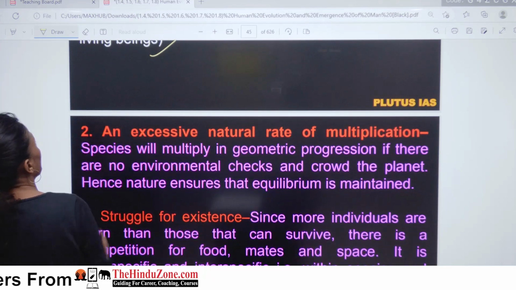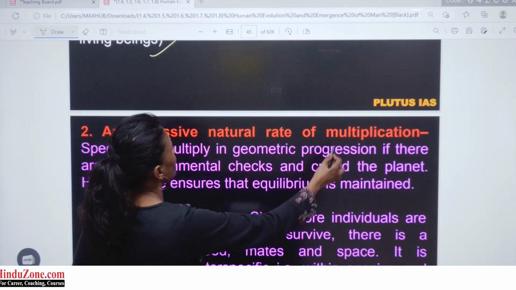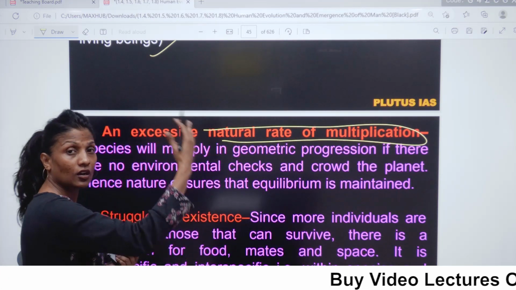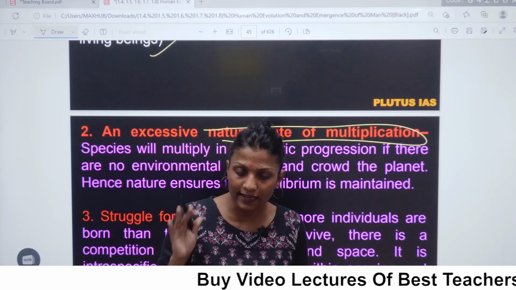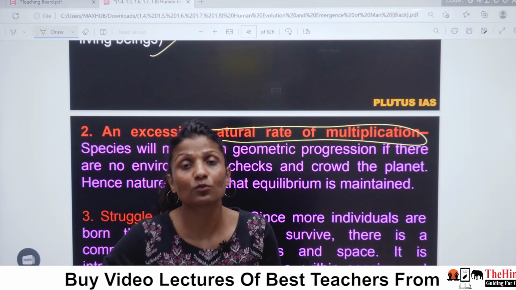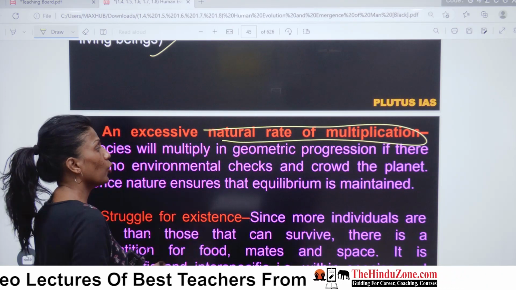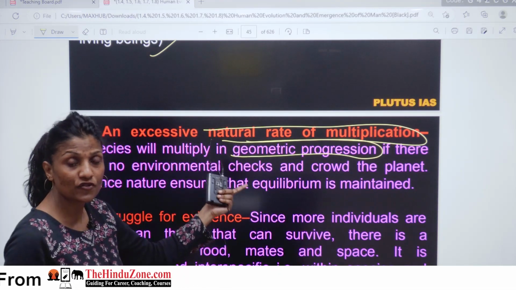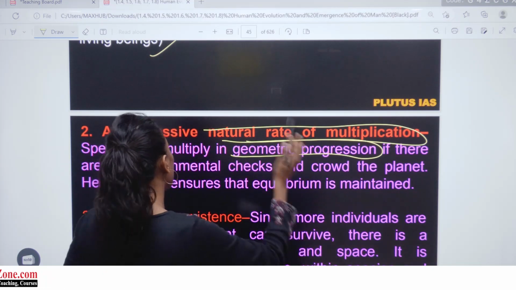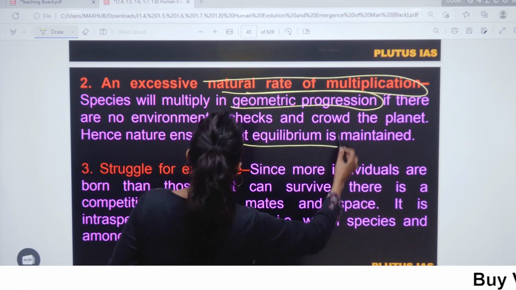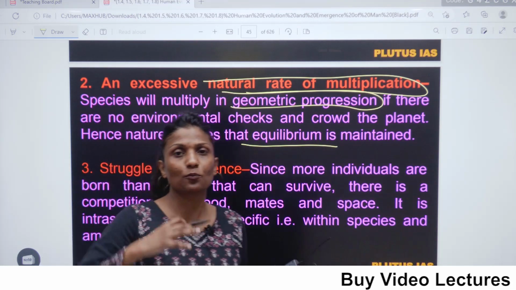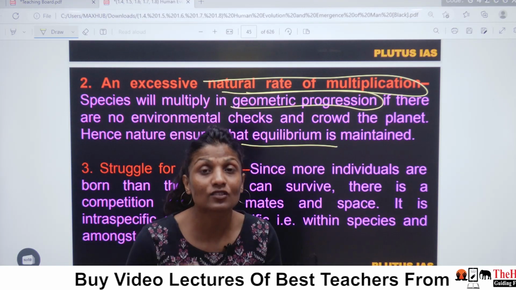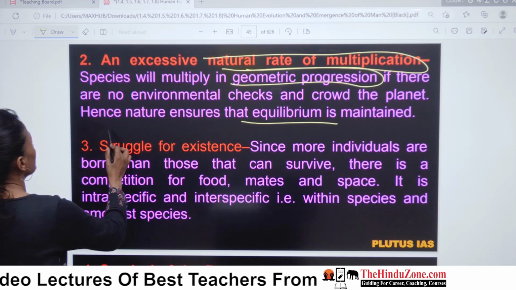Then he said there is an excessive natural rate of multiplication. And he was very much influenced by Thomas Malthus. He says that naturally living organisms will multiply their species, and they will multiply in geometric progression. And if this geometric progression is not checked, then there will be a problem in maintaining equilibrium. In this process, when there is too much population growth, there will be a fight, a struggle for existence. So this is his another principle.